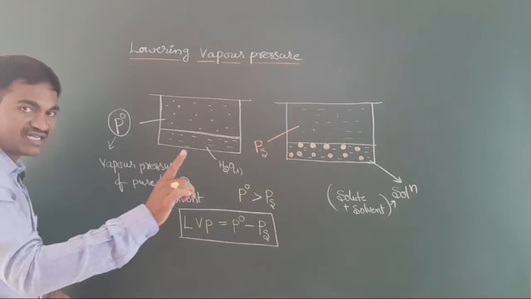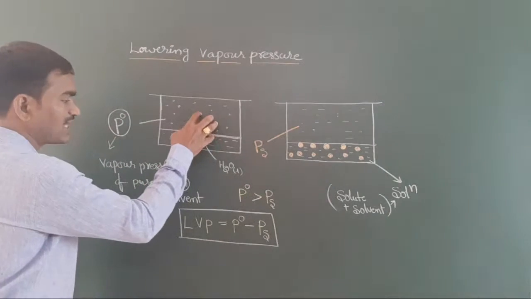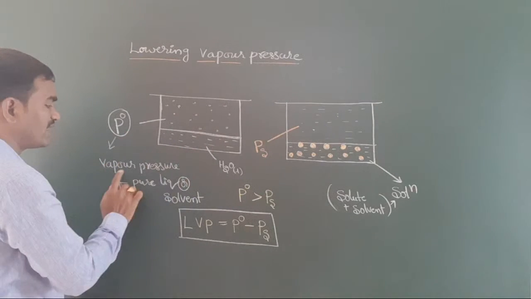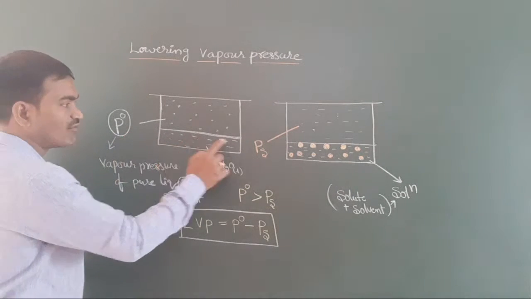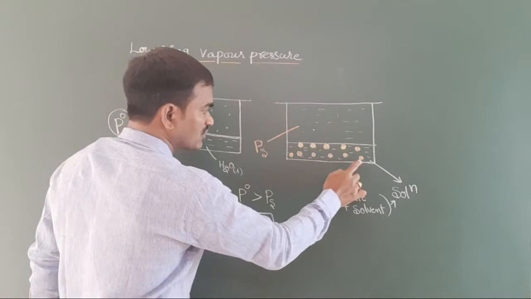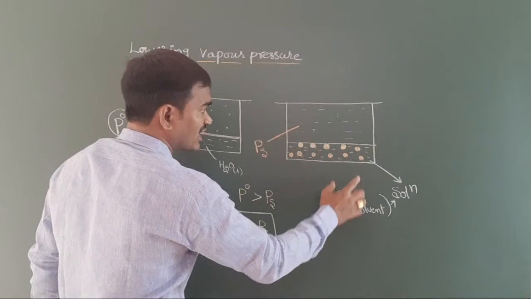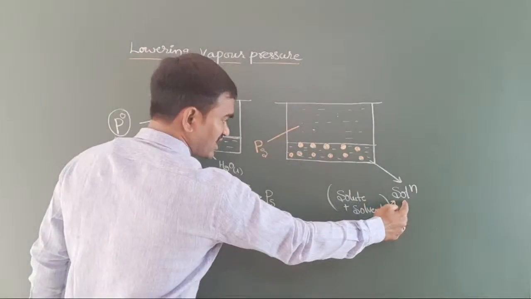So the reason is very simple here. I have taken pure solvent in pure form, so its vapor pressure is P naught. To this solvent I added a non-volatile solute. Whenever you add a non-volatile solute, the whole thing becomes a solution.